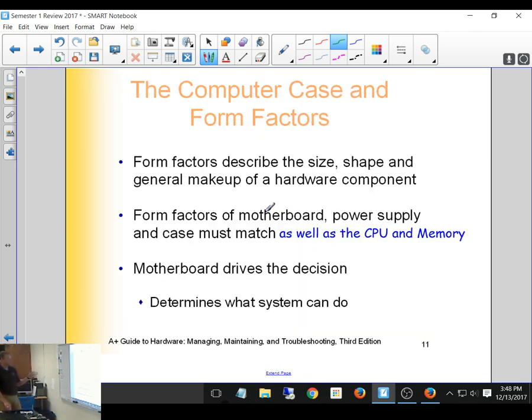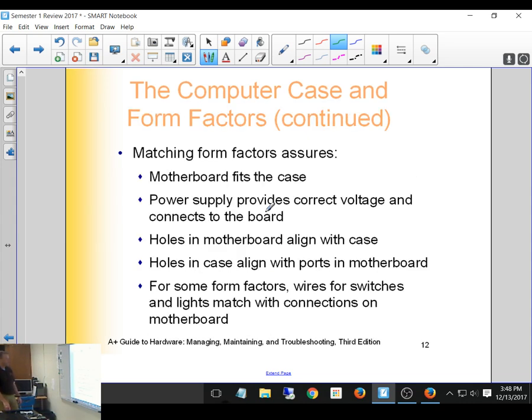Next, we're in Chapter 3, we're talking about form factors and how it describes the general size, shape, and makeup of any hardware component. And form factors are really important on the motherboard, the power supply, as well as the CPU and the memory. Those things have to match in order for us to make sure the computer that we're working on works when we're done.